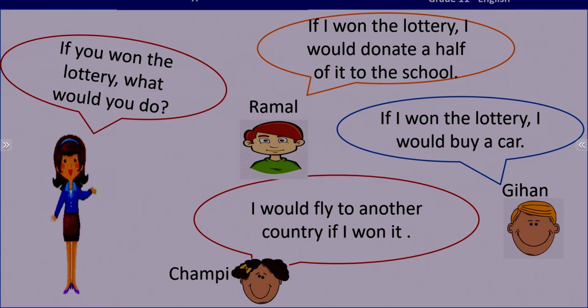Ramal says, "If I won the lottery, I would donate half of it to the school." Such a generous boy, isn't he? And Gihan says, "If I won the lottery, I would buy a car." And Champi says, "I would fly to another country if I won it." Right? Please keep the sentences in your mind. I'm going to discuss further.